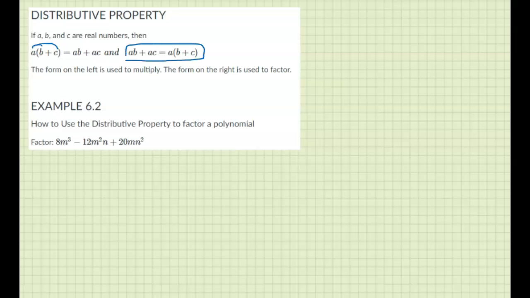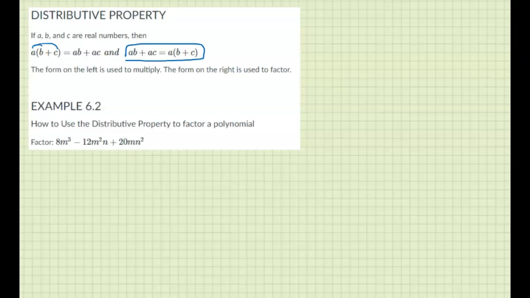So basically, if you have it expanded out and there's a common factor in all the terms, then you can pull out that common factor and it sort of gets divided out of the original ones. And what's left in parentheses is what's left of each term when you divide out that common factor. Alright, so that's the distributive property we're going to use.